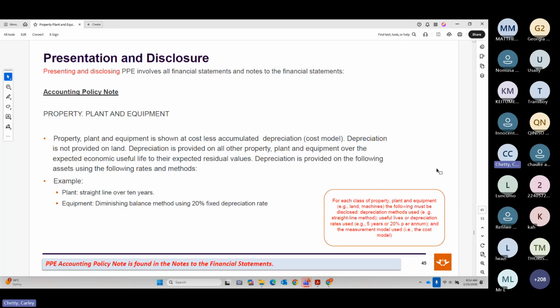So for each class of property, plant and equipment, like land and machines, the following must be disclosed. The depreciation method used, is it straight line? Is it diminishing balance? The useful lives or depreciation rates must be disclosed, and the measurement model. Is the cost model used or is the revaluation model used? So this all needs to be disclosed.